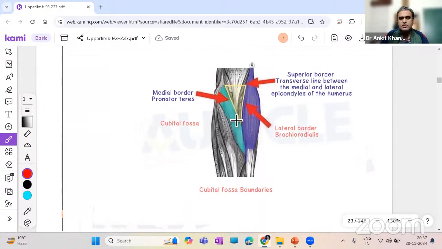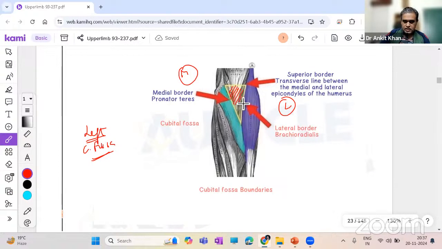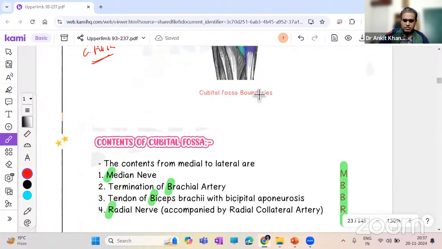So it is which side of the upper limb? Is it the left or right side? Think about it. You're seeing the pronator teres over here, so this is the medial aspect and this will be the lateral aspect. So we're looking at an anterior view of the left cubital fossa, left side. That's also important, right? This area is the cubital fossa. These are the boundaries. Fair enough.